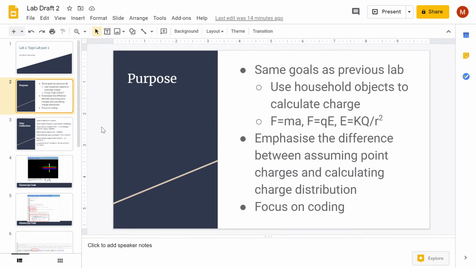Purpose. The purpose of this lab was similar to the previous lab, and that was to use household objects, in this case pieces of tape, to calculate charge. We used equations such as F equals ma, F equals QE, and E equals kQ over r squared. We were to emphasize the difference between assuming a point charge versus calculating the charge distribution over an area. There's a heavier focus on coding on this lab than the previous lab.